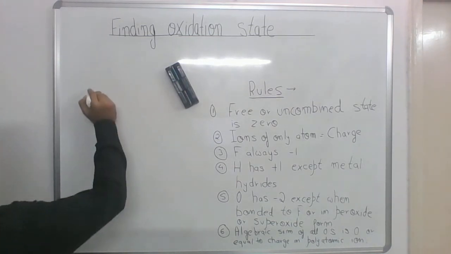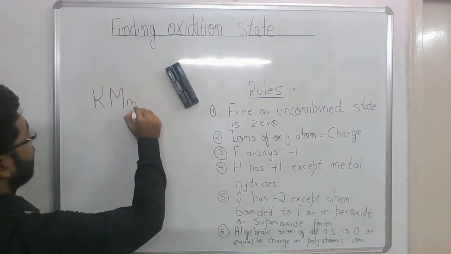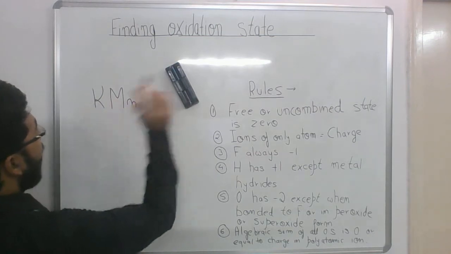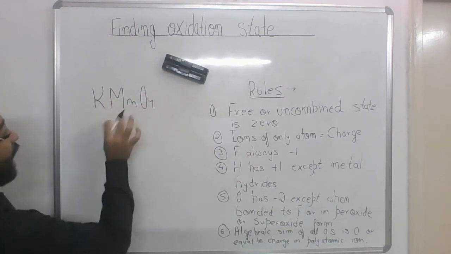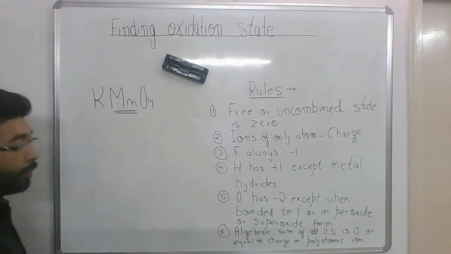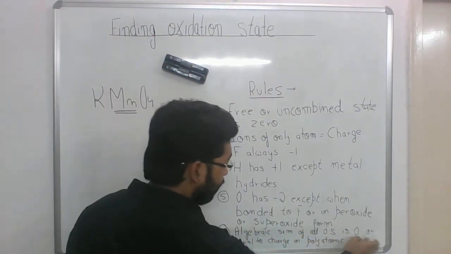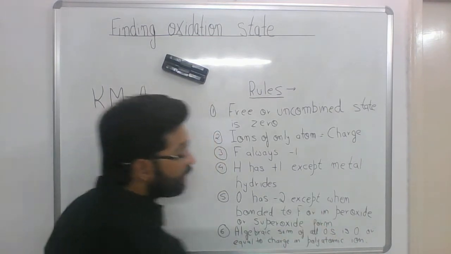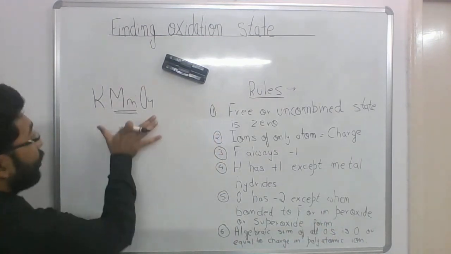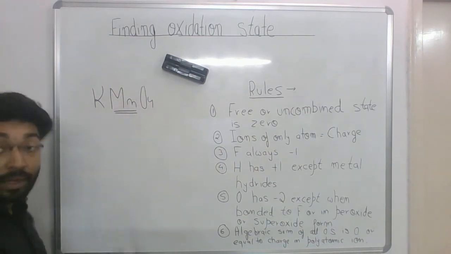Now let's take an example like KMnO4, potassium permanganate. In this we are asked to find the oxidation state of manganese. Okay, we use this point first. The algebraic sum of all oxidation states is 0 or equal to the charge in case of a polyatomic ion. Now since this is not a polyatomic ion, the algebraic sum of all oxidation states will be 0.